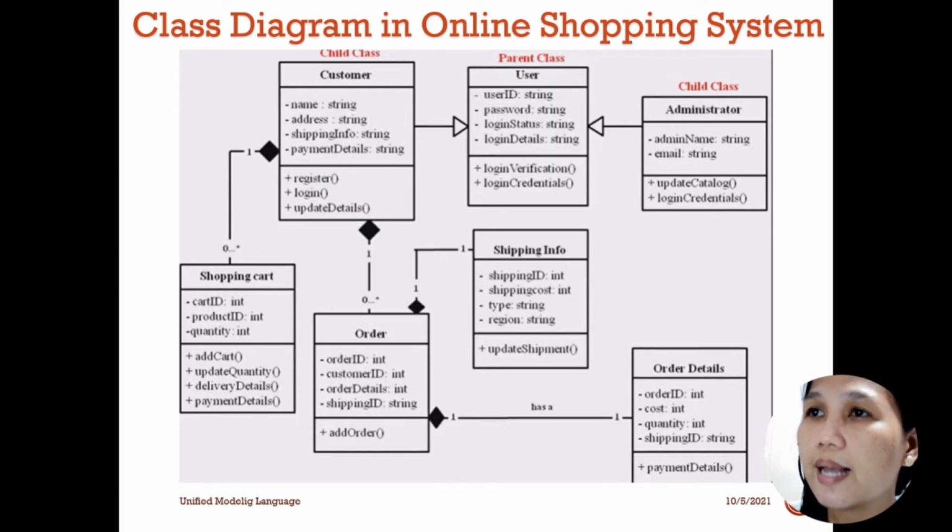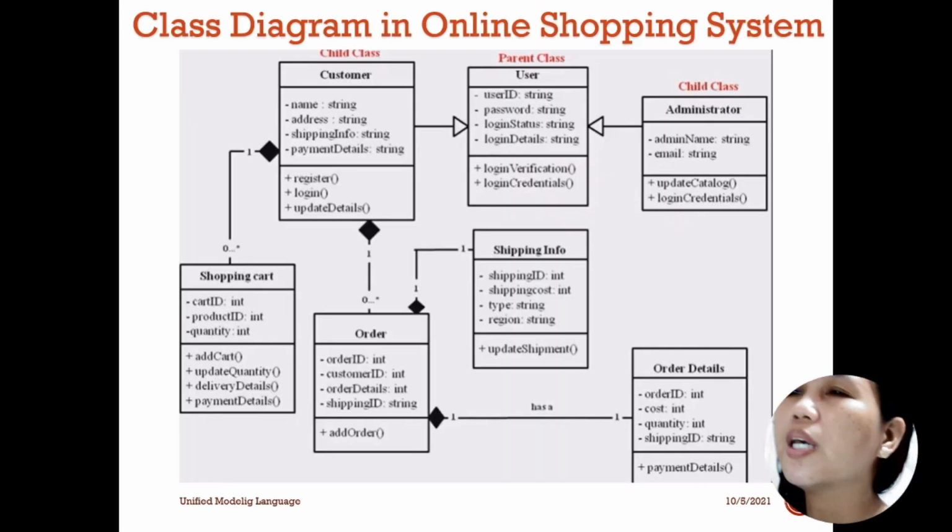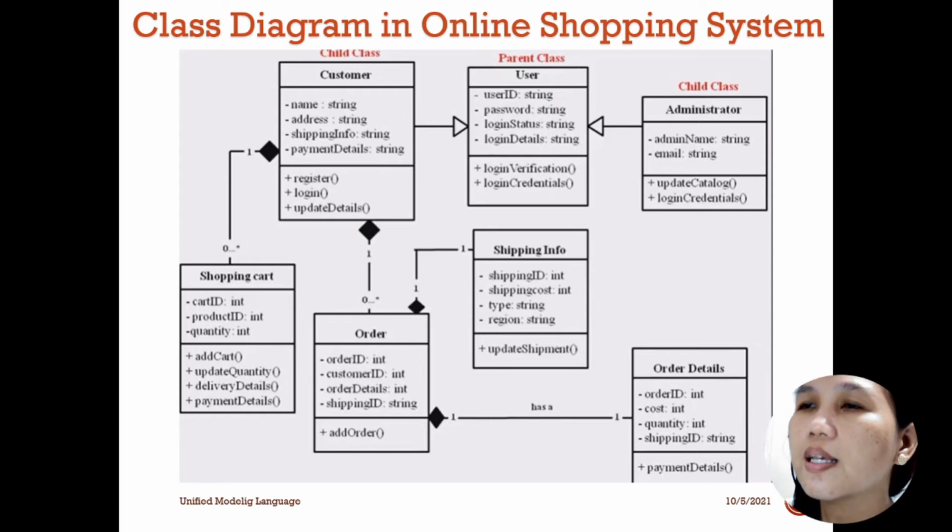Under the parent class, we have the entity. The class name is the user. So under the user, we have the attributes such as the user ID string, password, login status, and login details. If we mean a string, it's basically text. And then we have the operations login verification and login credential. This is the parent class, the user.